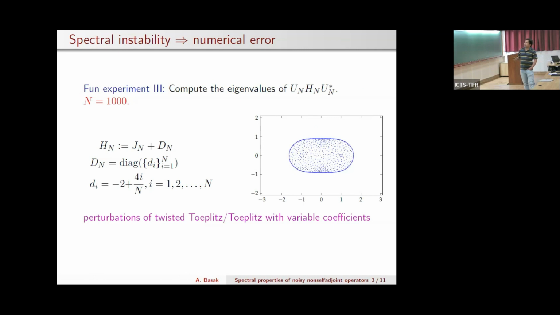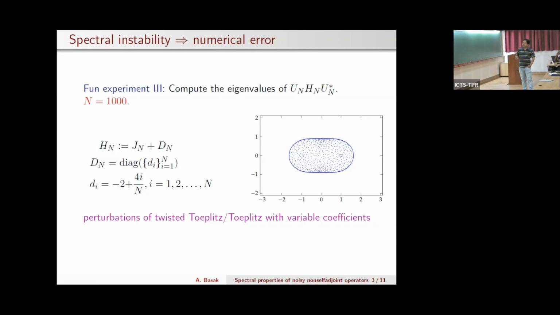So let's say my matrix is now Hn, where you take this Jn and you add a bunch of diagonals, and these diagonals are uniformly spaced between -2 and 2. So you have this matrix which is again upper triangular, because Jn is an upper triangular matrix and Dn is a diagonal matrix. It means that your spectrum is uniformly spaced between -2 and 2. But when you run this experiment and conjugate this matrix with Un and Un star on the left and the right, you get something which looks like a stadium.